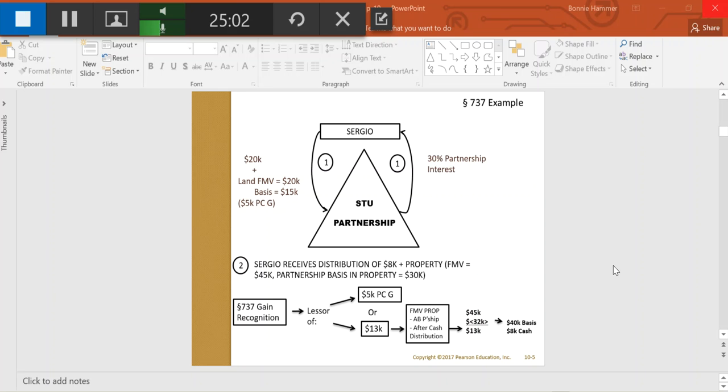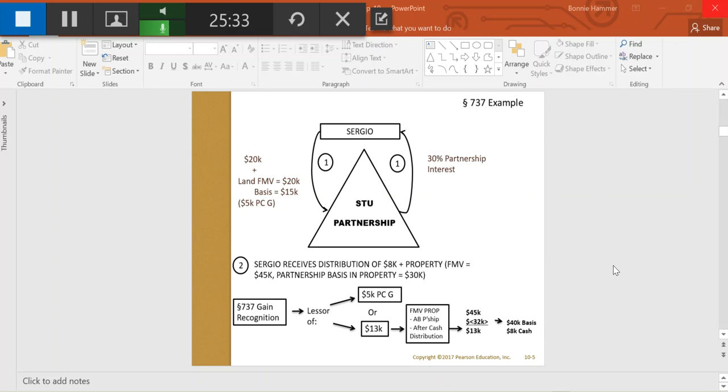And in year 2, when he receives that distribution of the property, his basis in the partnership at this point is $30,000. So remember, on day 1, his basis in the partnership upon contribution of the $20,000 of cash and land with a basis of $15,000, his beginning basis in the partnership, assuming no liabilities existed in the partnership, was $35,000. 20 plus 15, or $35,000.